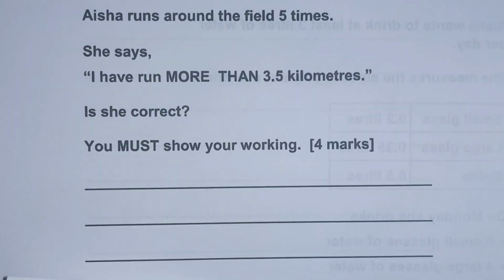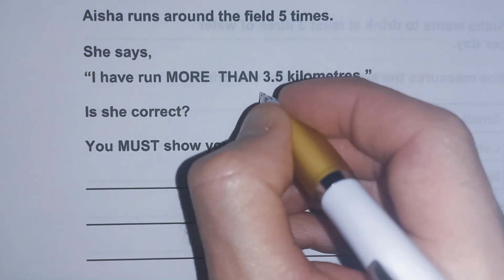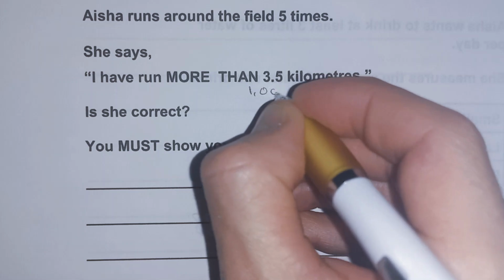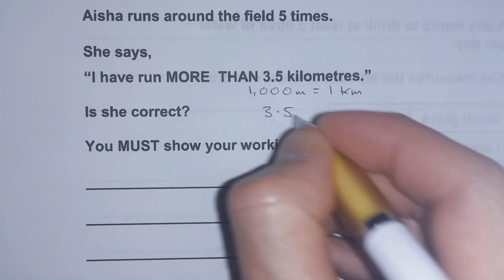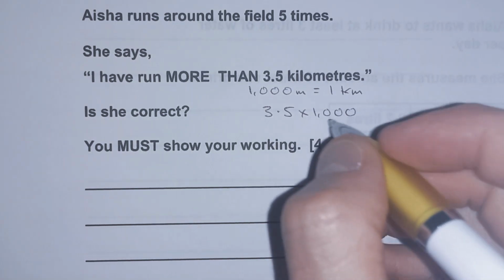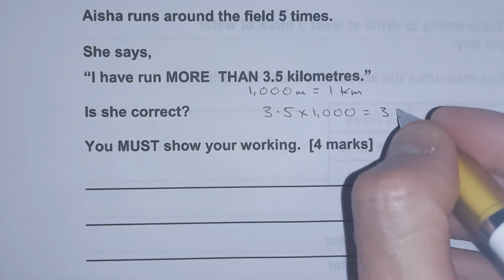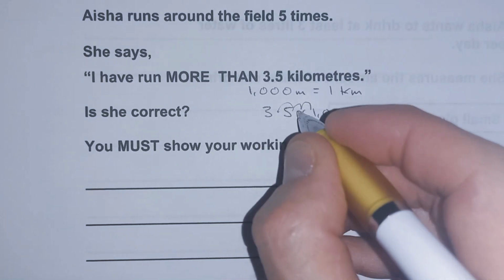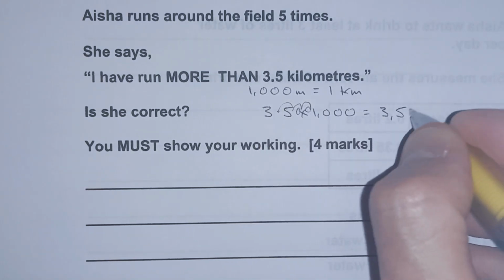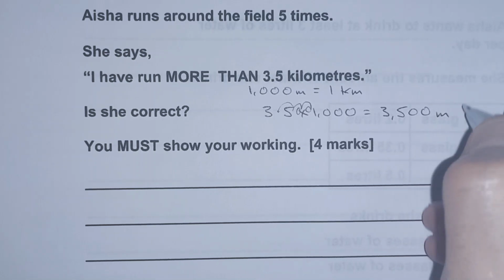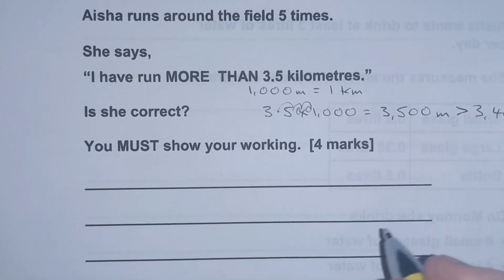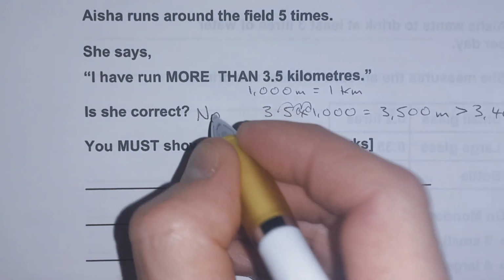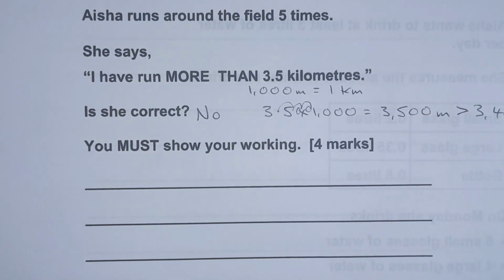Now, let's have a look back at the question. I've run more than 3.5 kilometres. Okay, well, if we want to turn it from kilometres to metres, there's 1,000 metres in 1 kilometre. So 3.5 times 1,000, we're going to move the decimal place 1, 2, 3 times. So we would have 3,500 metres. Well, that is more than 3,400 metres, which she actually ran. So is she correct? No, she's not run more than that. She's run less than that.